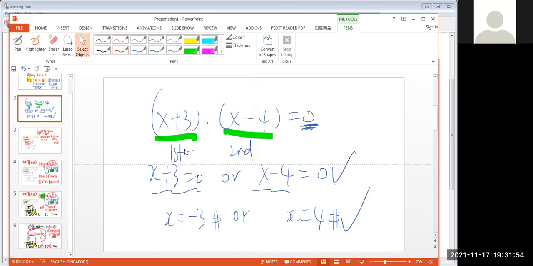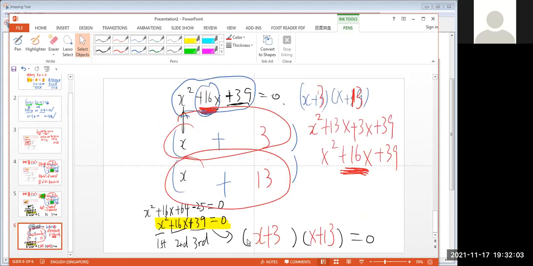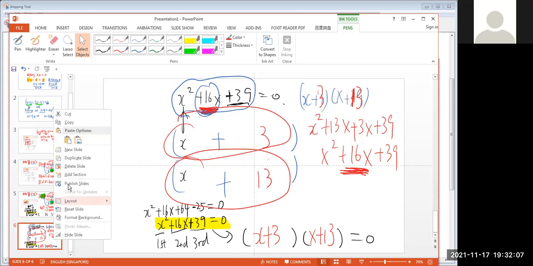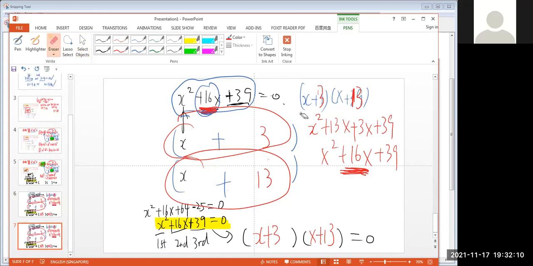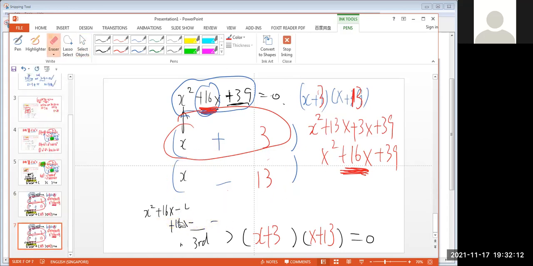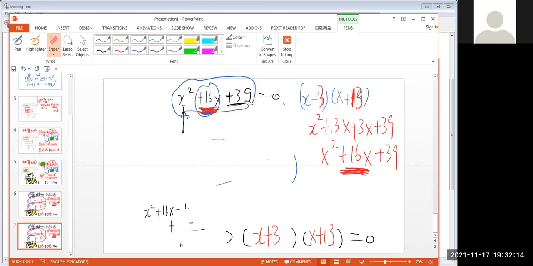So you have the first term, which is the first bracket. You have the second term, which is the second bracket. So you just equate the first term to 0, second term to 0. Similarly, you just equate this first term to 0, second term to 0. So I'm going to continue from here. Just erase unnecessary stuff.